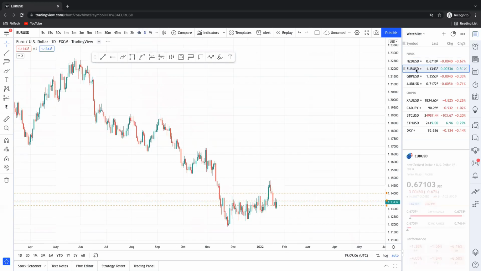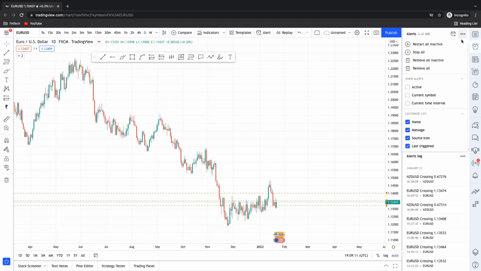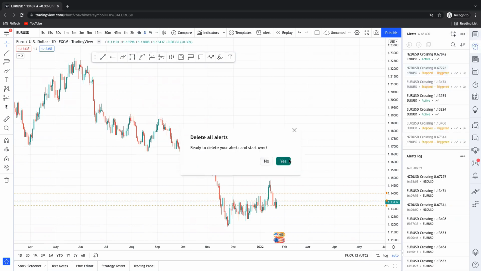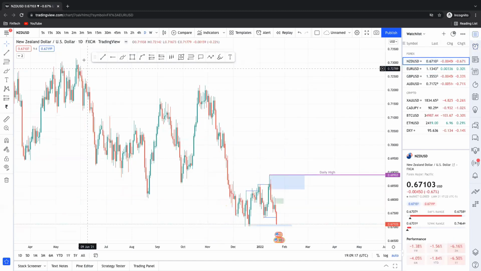Let's go with the euro dollar. So what's going on here? Okay, let me remove all the alerts, and let me put back an alert on here.